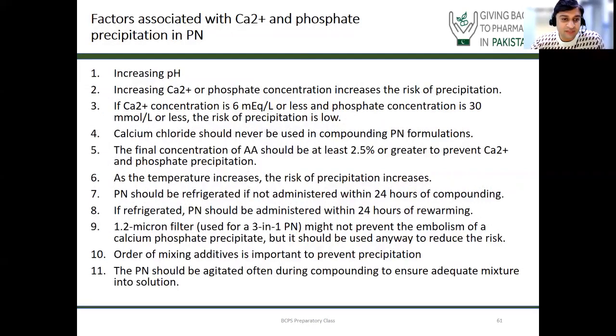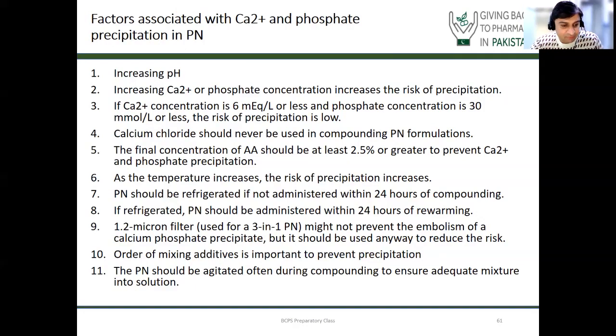So the more calcium and phosphorus you give, the greater the risk of precipitation. When calcium is given at more than 6 mEq per liter and phosphorus at 30 millimole or more, the precipitation risk goes up. Calcium chloride should never be given in TPN formulas. The final concentration of amino acid should be 2.5%. Higher temperatures are associated with a high risk of precipitation. So all those TPNs which are not intended to be given immediately should be refrigerated.